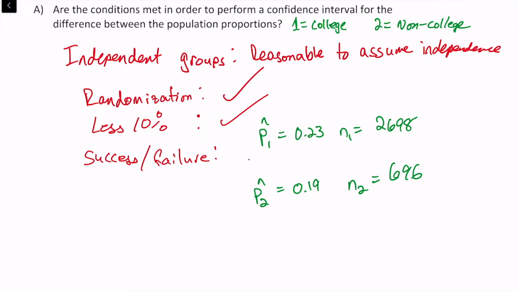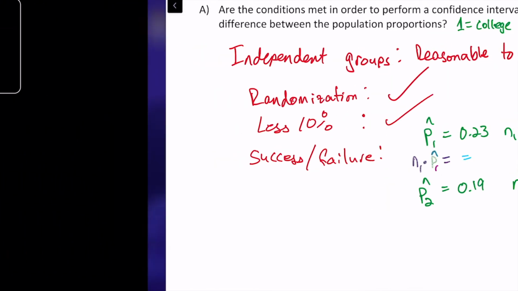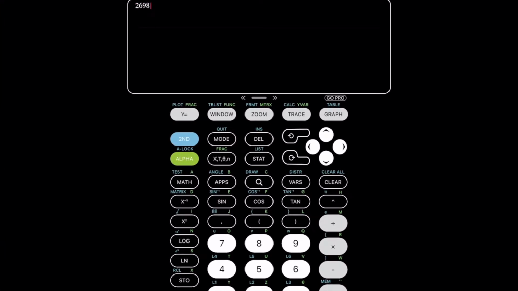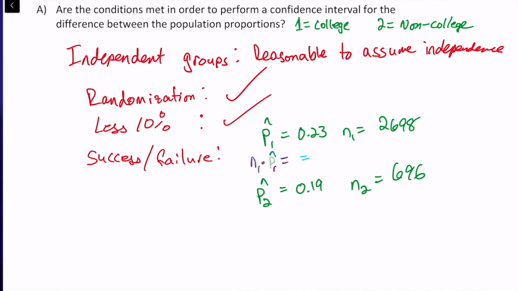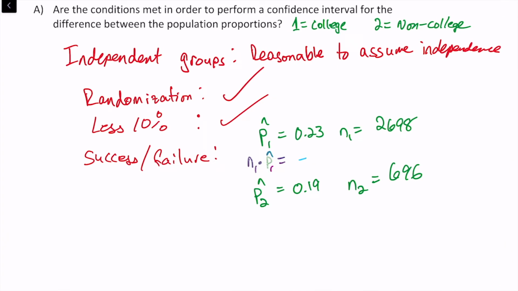So what we'll do is N1 times P1 hat. We're going to take 2698 times 0.23, and we get 620.54. I'm just going to round that up to the nearest whole number, so that's approximately 621. Remember, this is the number of successes.